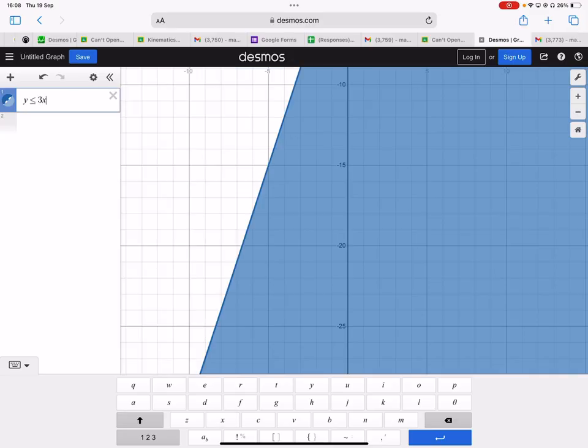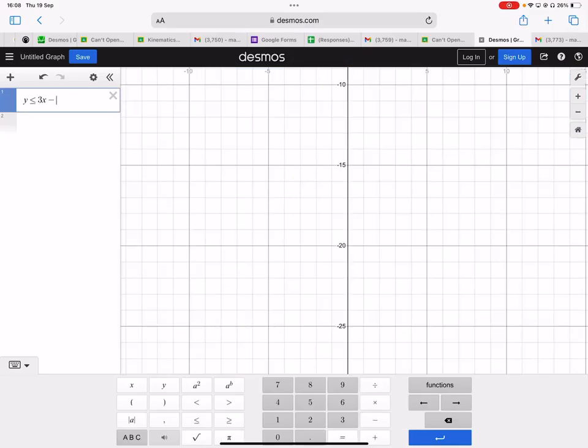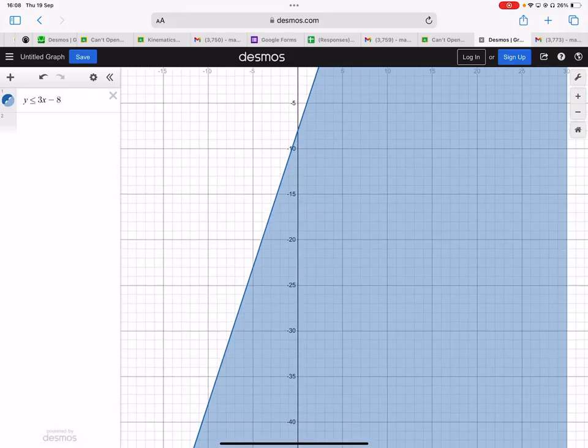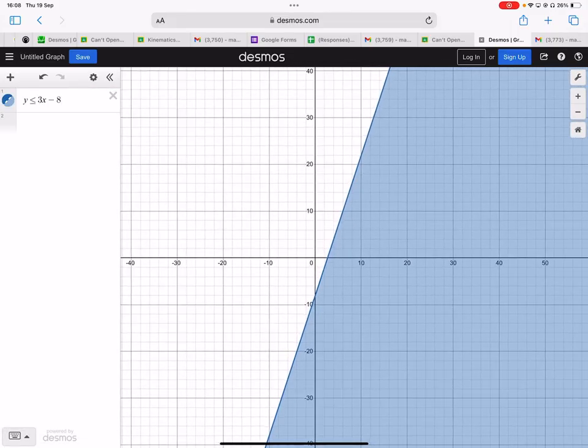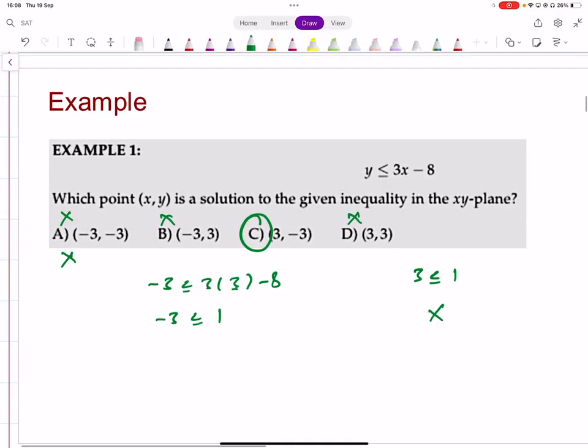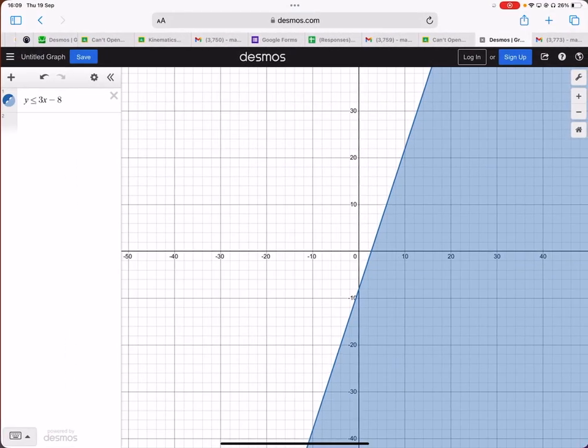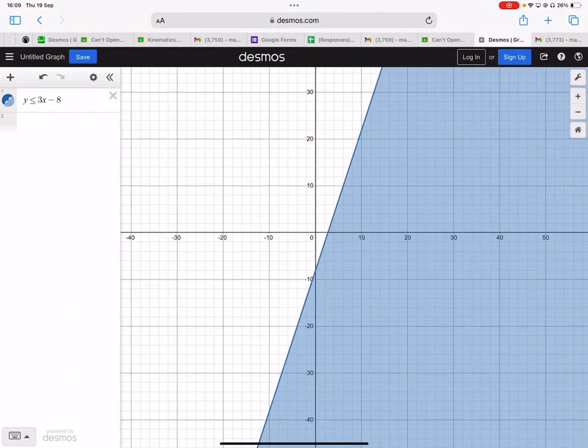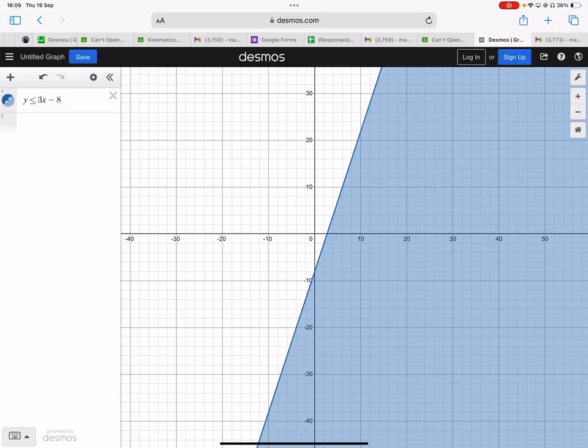3x minus 8. This is the inequality that we have. The shaded part is what satisfies the inequality. Is that all right? Now think of those options that you have. Minus 3, minus 3, minus 3, 3, 3 minus 3, 3, 3. Okay? Just look at this graph and see which one of those points is in the shaded region.